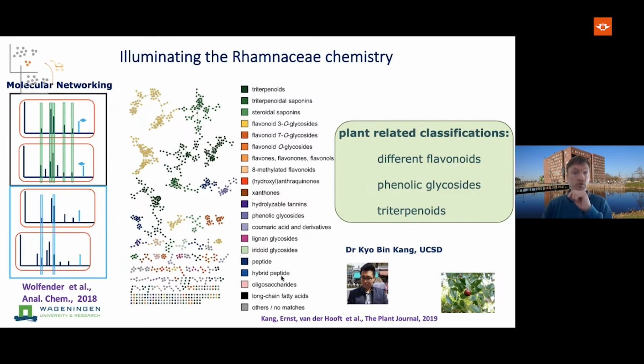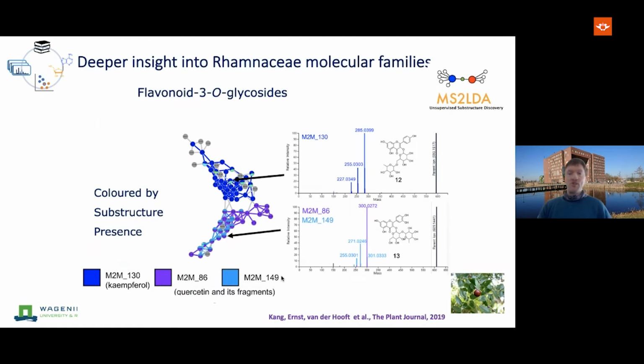This was all published 3 years ago now, so if you're interested, have a look at the paper. Some more examples from that paper and follow-up work: we could also dig into these molecular families. I explained what that was, the nodes connected based on spectral similarity. But now we also map the substructure presence and absence on top of them, and then you can start to see how one molecular family is actually breaking up in 2 subfamilies, one based on the kaempferol substructure, which is a flavonoid often occurring in plants, and the other one based on quercetin.